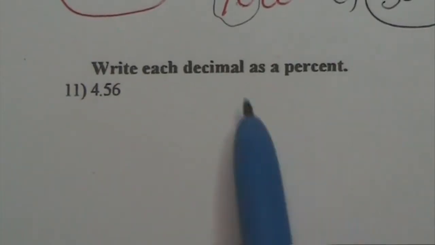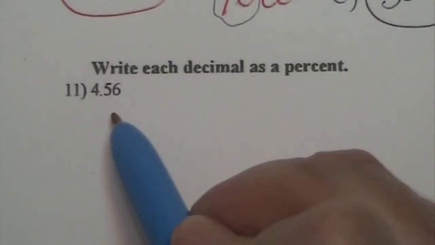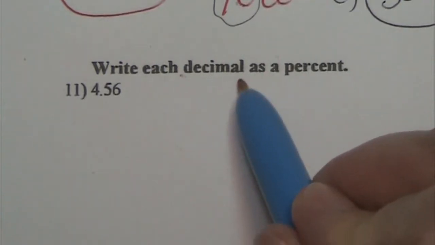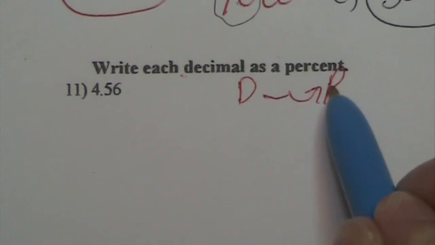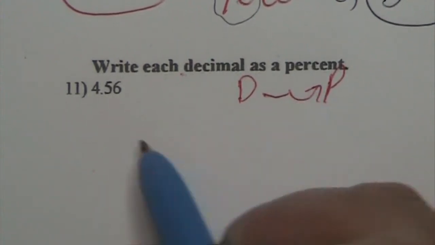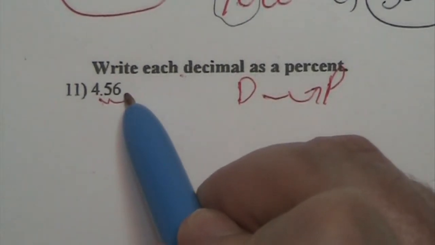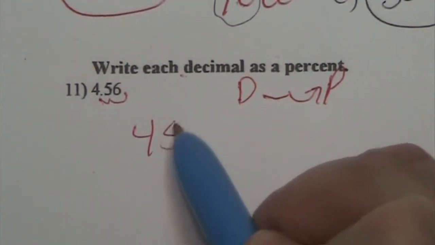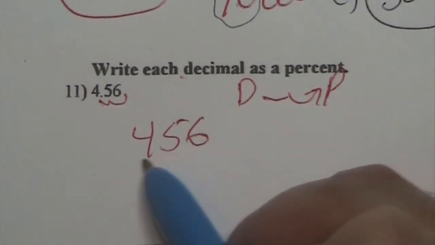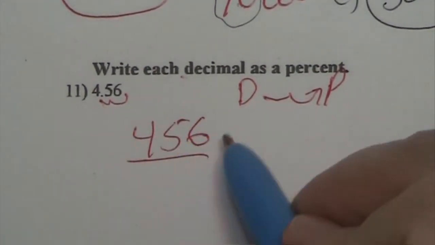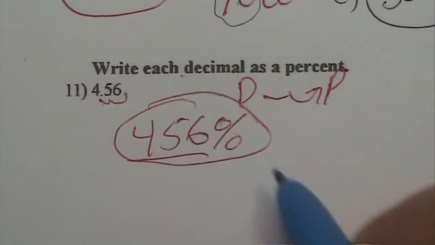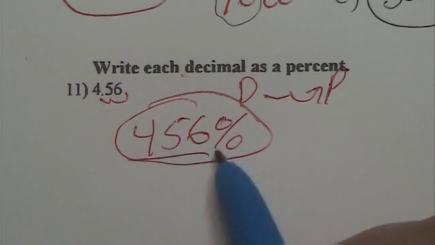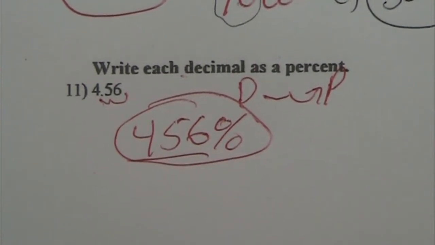Okay, number 11, write each decimal as a percent. Okay, decimal to percent, D to P. That's 2 spaces going this direction. So I will go that direction 2 spaces. So it's 456 percent. I don't know why I put that bar there. Decimal to percent, that's 456%.